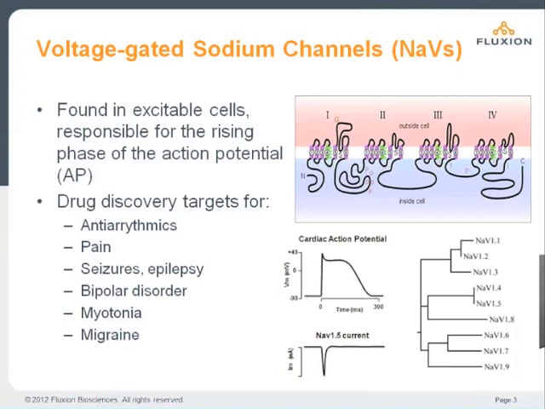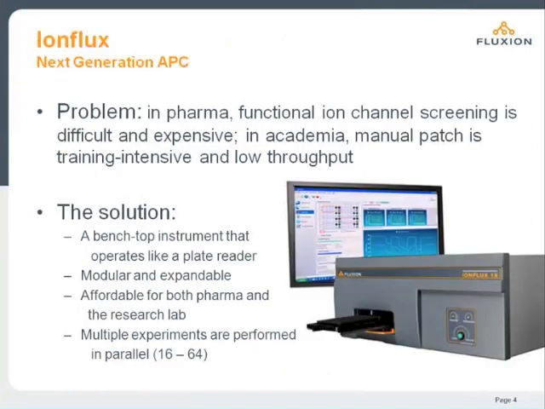A bit of background on the IonFlux system. The IonFlux system was developed to address needs both within the pharmaceutical research community as well as the academic research environment. In large pharma, the problem is that functional ion channel screening is difficult and expensive. In academia, manual patch is training intensive and low throughput.